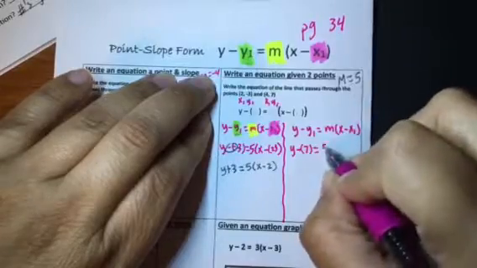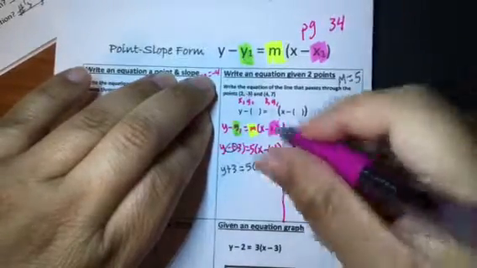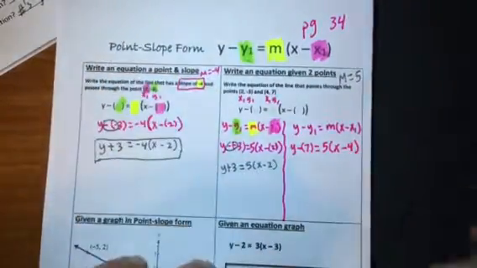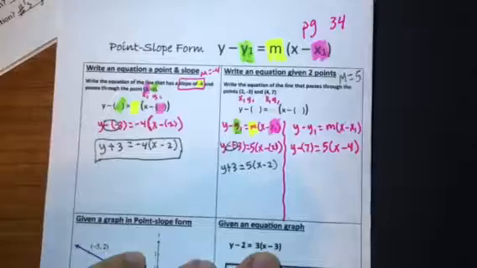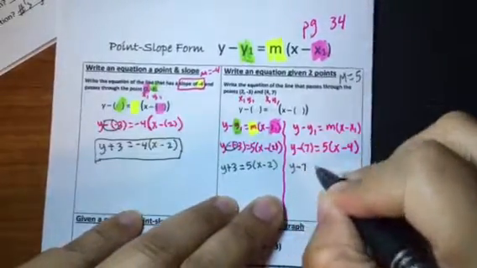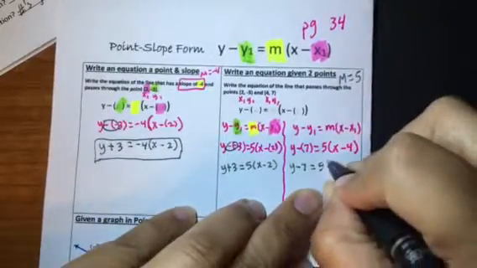Our slope is 5. Our x is 4. And now we're just plugging in, we're trying to see if anything reduces. So nothing reduces or simplifies. So there's our answer.